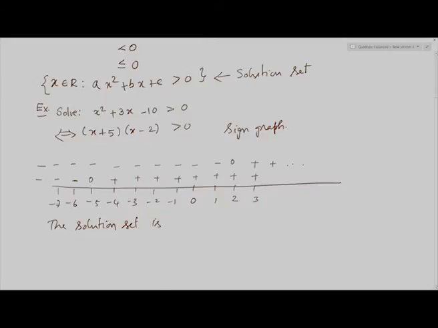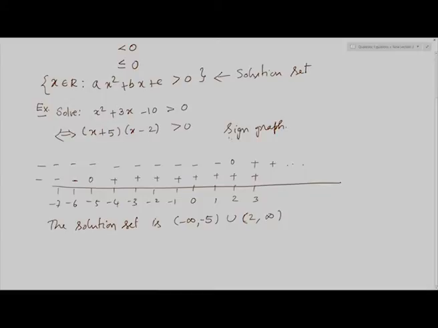from minus infinity to minus 5, union 2 to infinity, open intervals from minus infinity to minus 5 and from 2 to infinity. The points x equal to minus 5 and x equal to 2 should not be included here, since we have the strict inequality. So this is the solution set.